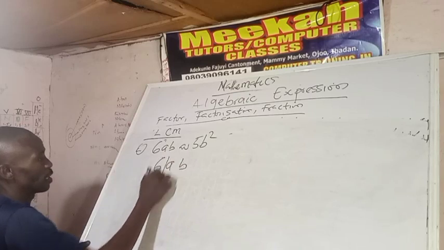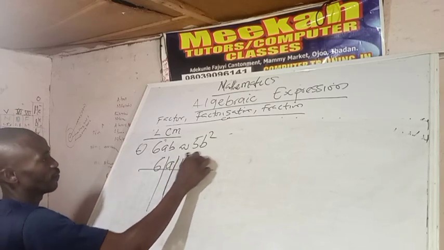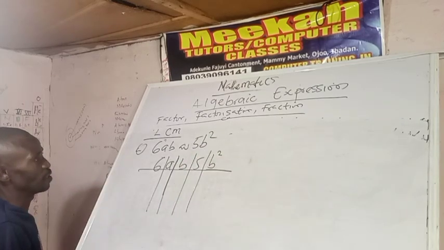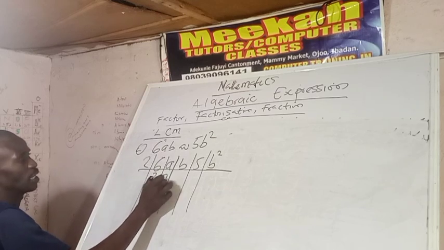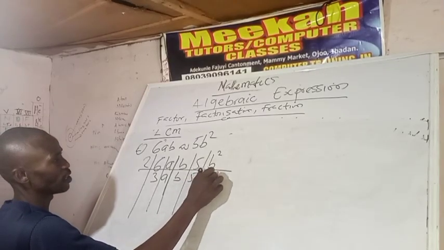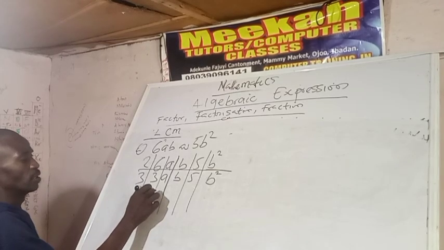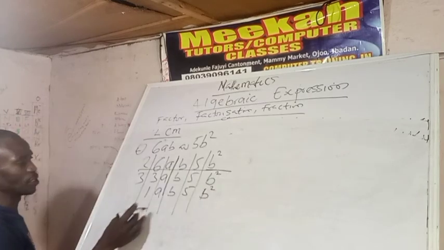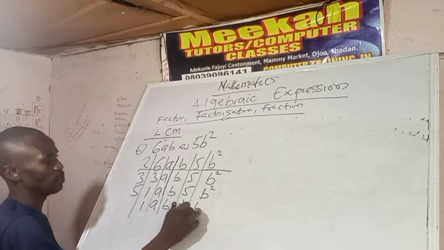6ab, I rule. Then the other side we have what? 5b squared. 5b squared. So let's see the factors that can go. 2 here you have 3, a, b, 5, b. Sorry, 5b. This one still remains b square. What again there? Let's say 3. 1. A, B, 5, and B square. You see, proceed. 5. 1. A, B, 1, B square.